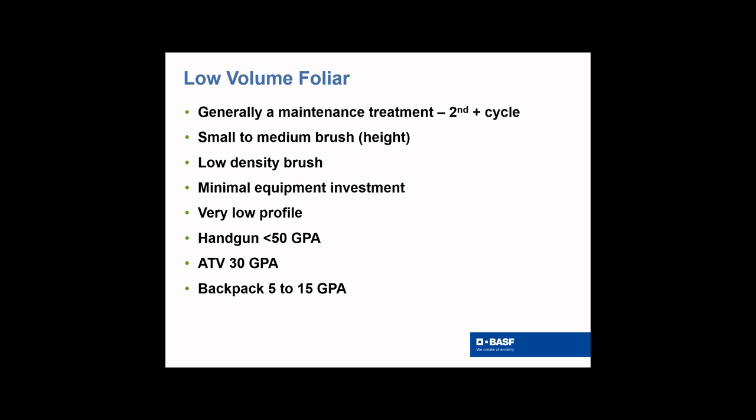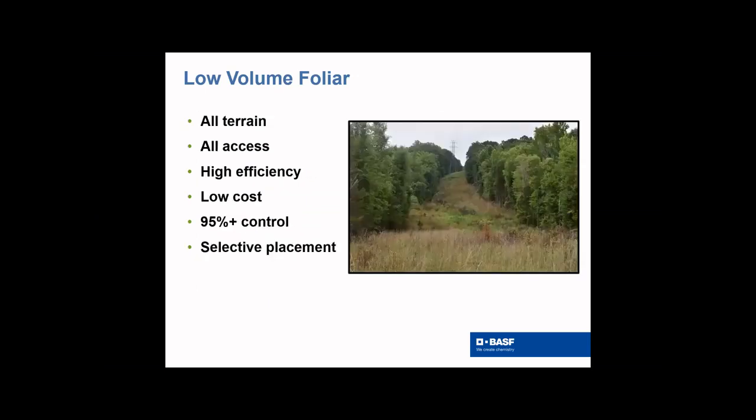I define low volume applications as less than 50 gallons to the acre. If you're using things like an ATV, it could be 30 gallons to the acre. A lot of the utility right-of-way work that I'm involved with is 5 to 15 GPA. So you're not carrying a lot of water when it comes to these types of techniques. So in those areas that are out in the back country, that's where this technique can help you.